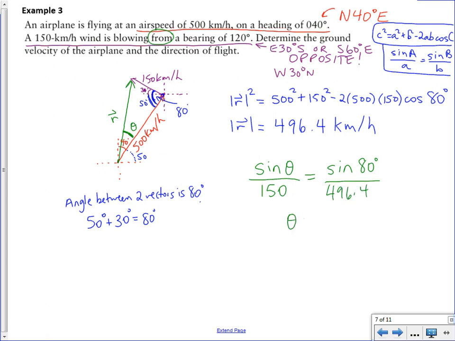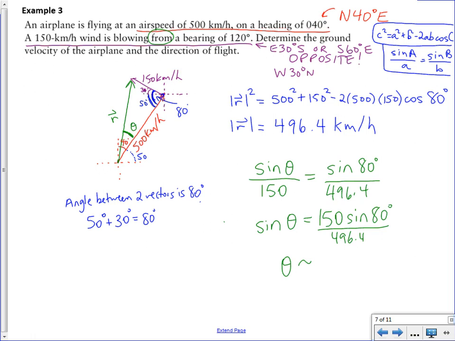496.4. And again, you do as much as you can in your head. If you need to, if you want to write this, sine theta will be 150 sine 80 degrees over 496.4. Does everyone see what I'm doing there? I essentially just brought 150 up with the sine 80. Or you isolate this by multiplying below this times this divided by this, and then sine inverse. I don't even need to see the sine inverse here. I'm just going to go, what is the theta?